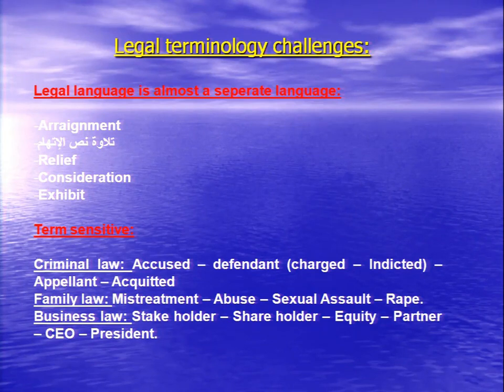Terms are also sensitive. What do I mean by that? In criminal law, there is a difference between someone who's accused, a defendant, indicted, appellant, and acquitted. Someone accused, "muttaham," is in the prior phase. Then he becomes a defendant when he's charged or indicted. Indicted means by the grand jury. Then he can be an appellant when he appeals his case to a higher court. And then he can be acquitted. So you have to be sensitive to those.